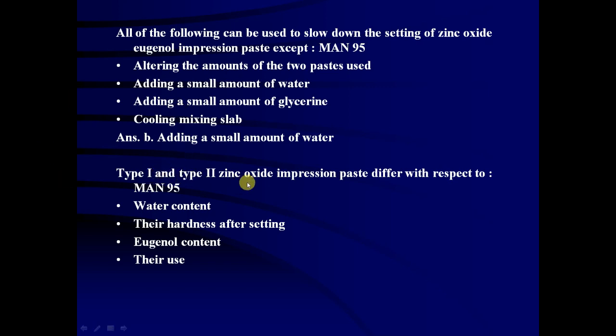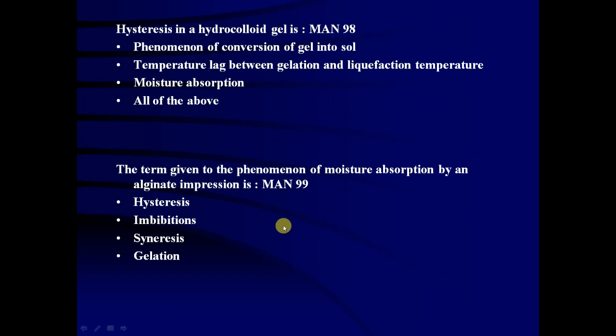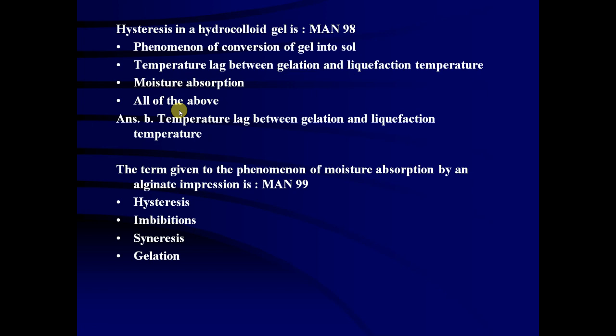Type 1 and type 2 zinc oxide impression paste differ with respect to water content, their hardness after setting, eugenol content, or their use. Answer is their hardness after setting. Hysteresis in a hydrocolloid gel is the phenomenon of conversion of gel into solution, temperature lag between gelation and liquefaction temperature, moisture absorption, or all of the above. The answer is B: temperature lag between gelation and liquefaction temperature.